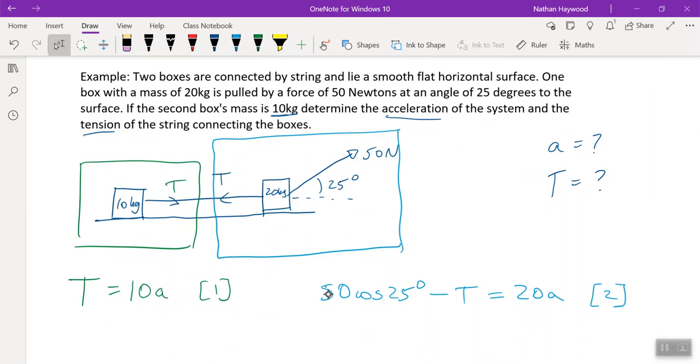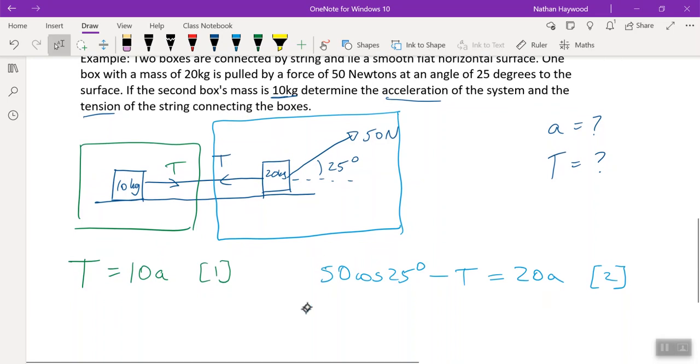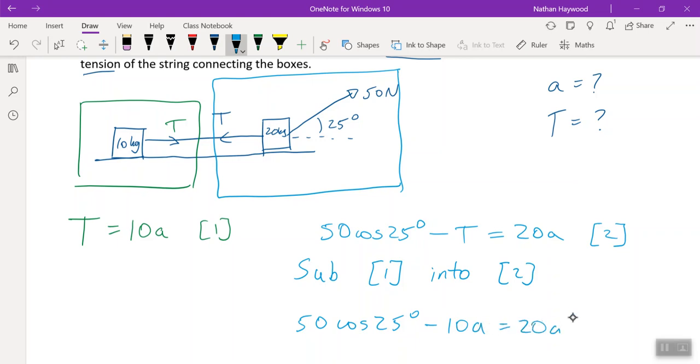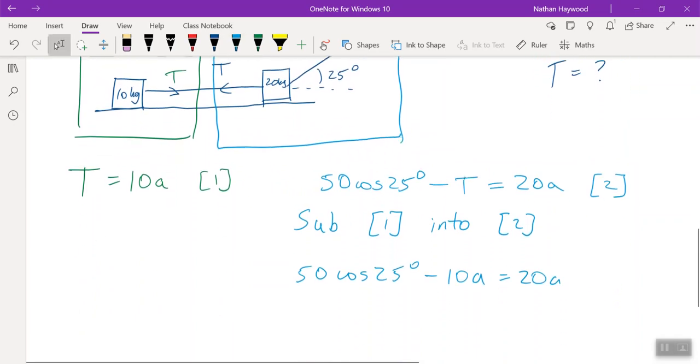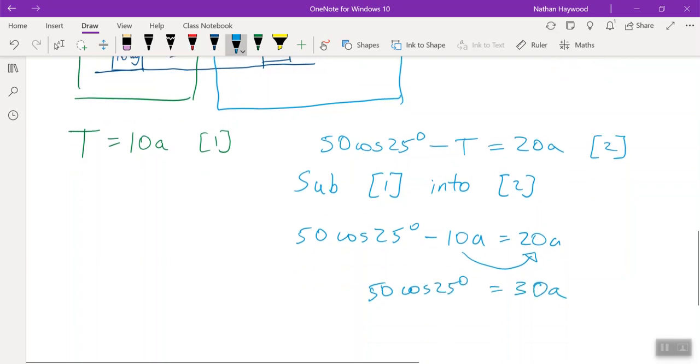So we've got two equations. We need to sub 1 into 2. So T equals 10A, so let's sub that in. We're trying to find A, so we're going to rearrange to get A by itself. So bring this over. 50 cos 25 degrees equals 30A.